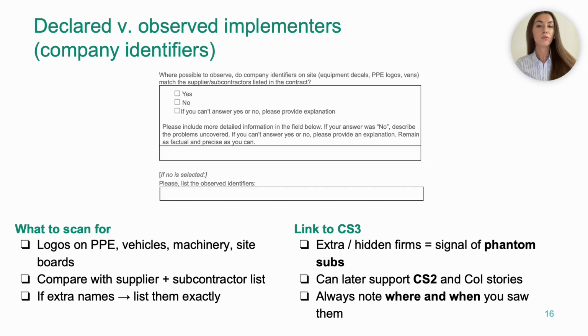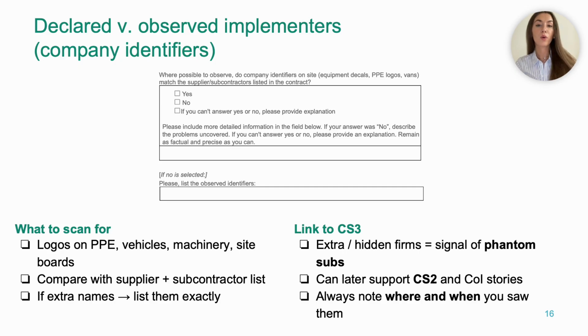So for example: Roadline SRL, logo on tarmac truck and workers' PPE at North Entrance, observed 8th of May 2026, 14:30, photos attached. Now, if you really cannot read the names or see any identifiers, you use can't answer and explain why. Extra unlisted firms on site are a classic signal for Corruption Scheme 3: front companies winning the tender and handing the job to others, or politically connected firms working without proper approval.